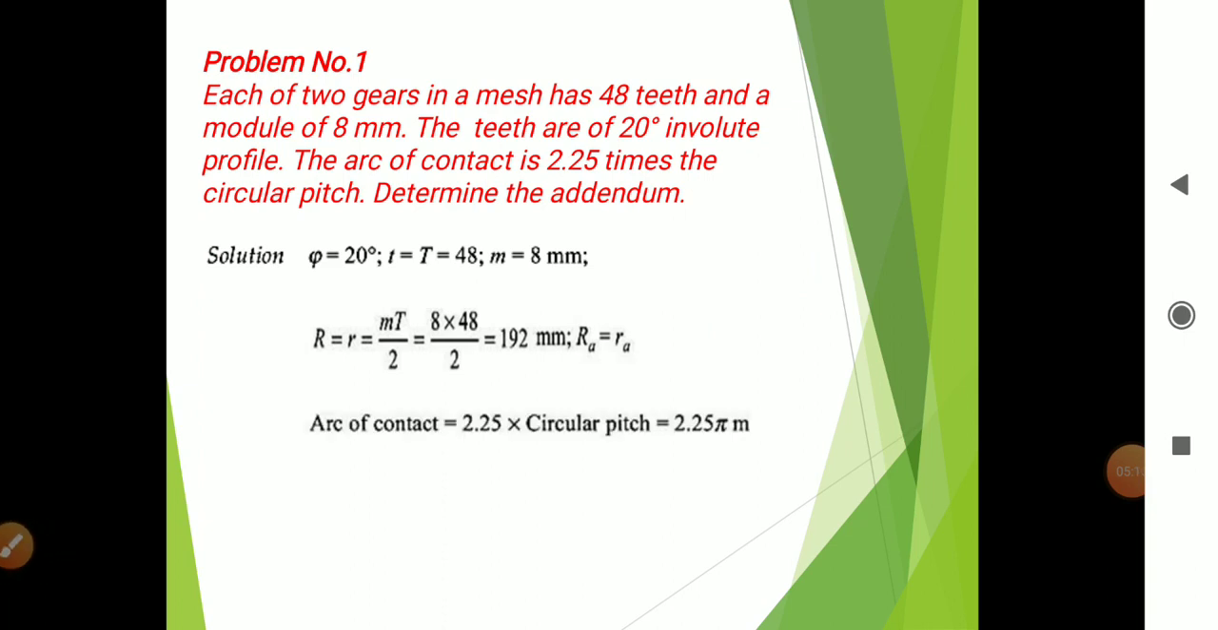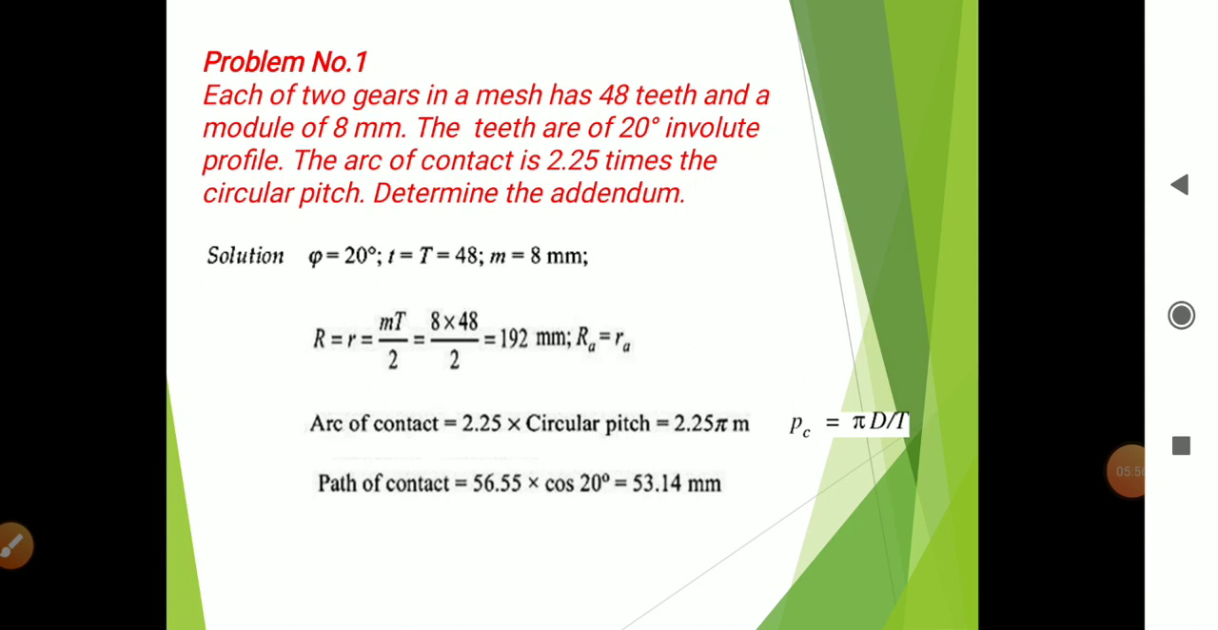Now in the problem they have given that the arc of contact is equal to 2.25 times the circular pitch. So we can write arc of contact is equal to 2.25 into the value of circular pitch. The value of circular pitch is pi into m. So arc of contact is equal to 2.25 into pi into m. We know that PC is equal to pi into d by t, and d by t is nothing but m.